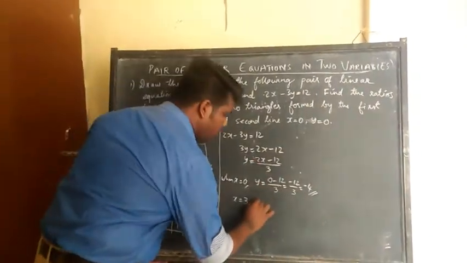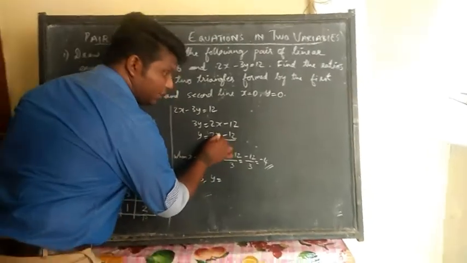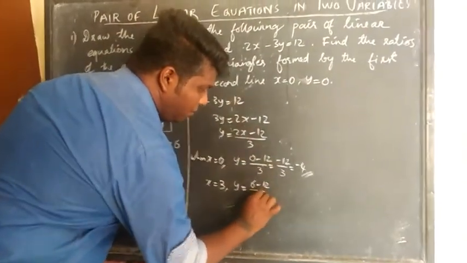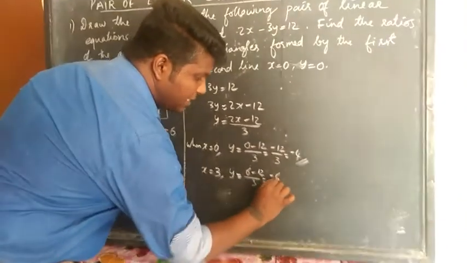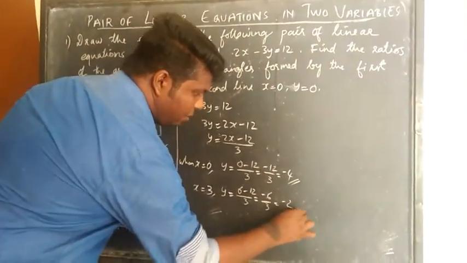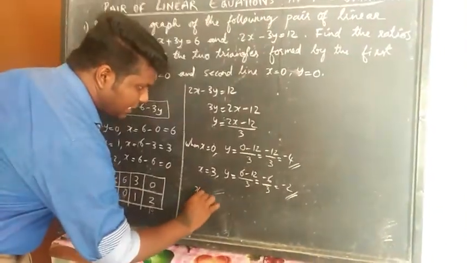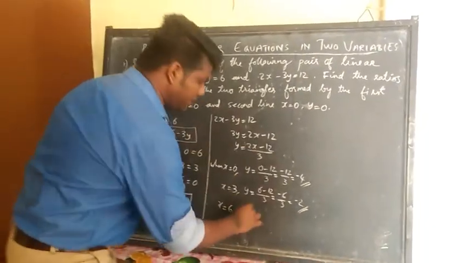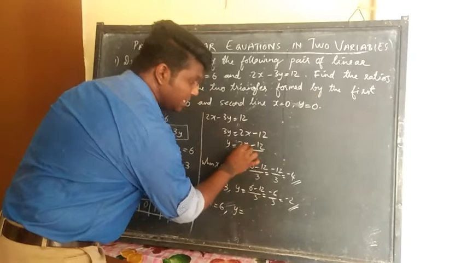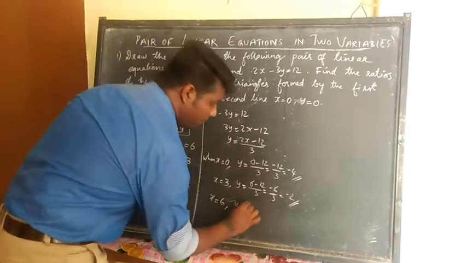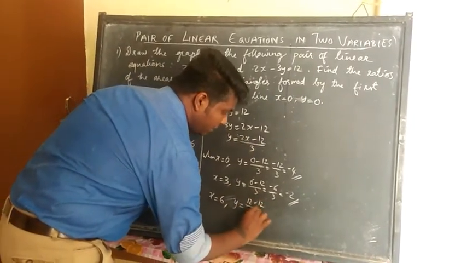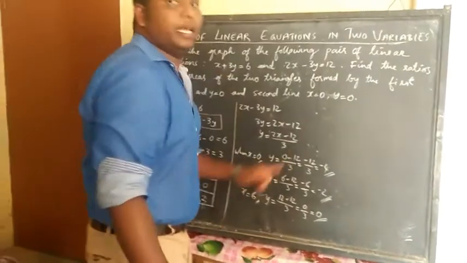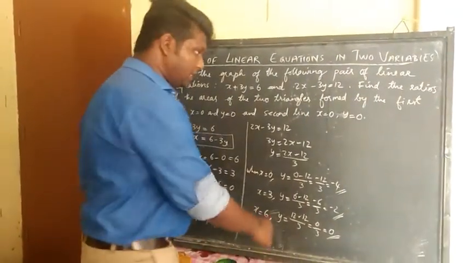So I am taking here x is equal to 3. So y is equal to, here it is 3, so 3 into 2 how much will it be? 6. 6 minus 12 by 3. 6 minus 12 is minus 6 by 3, and that is minus 2. Again, x is equal to 6. If I am giving the value of 6 here, what does it become? y is equal to, here 6 is given, so 6 into 2, 12. 12 minus 12 divided by 3, that is equal to 0 by 3, that is equal to 0. So here you got another solution set.